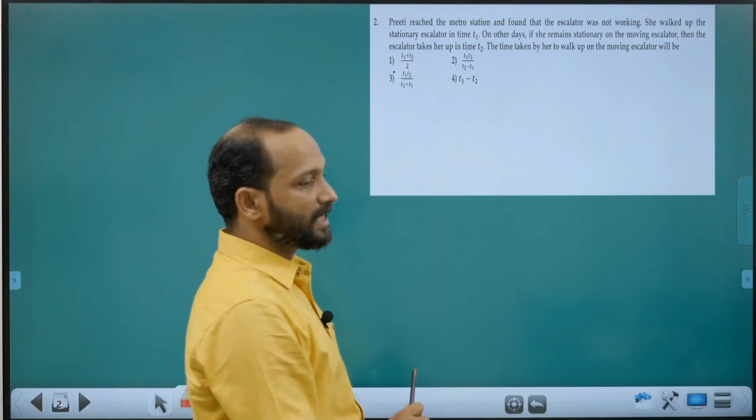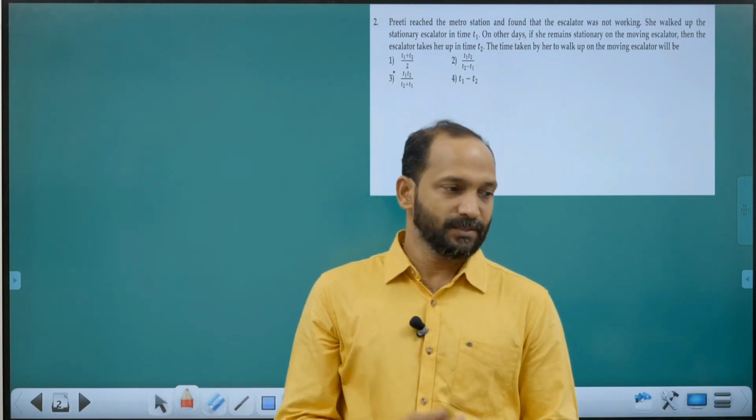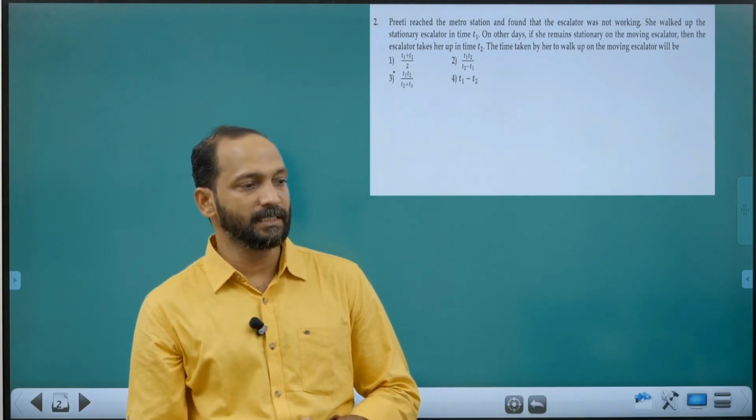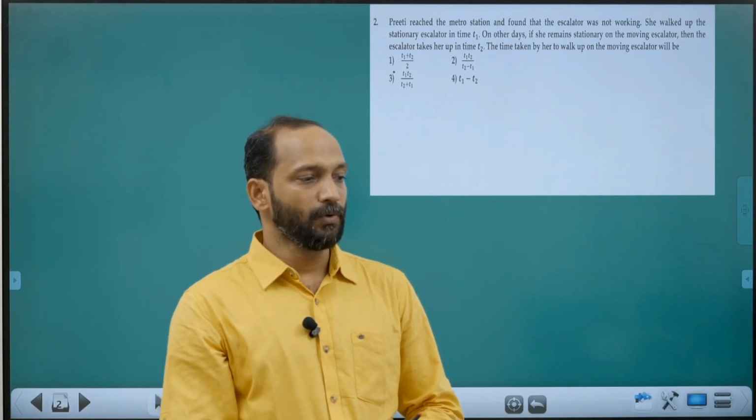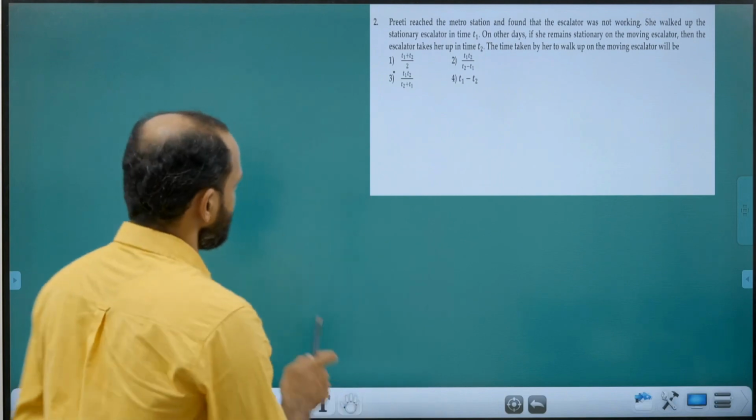Next one. Preeti reached the metro station and found the escalator was not working. She walked up the stationary escalator in time t1. On other days, she remains stationary on the moving escalator when the escalator takes her up in time t2. The time taken by her to walk up on the moving escalator will be based on the addition of velocities.